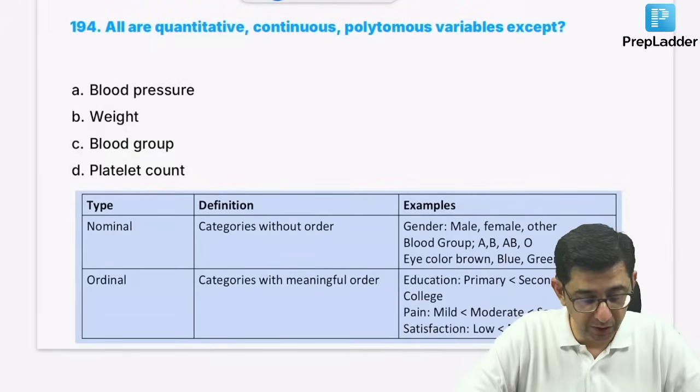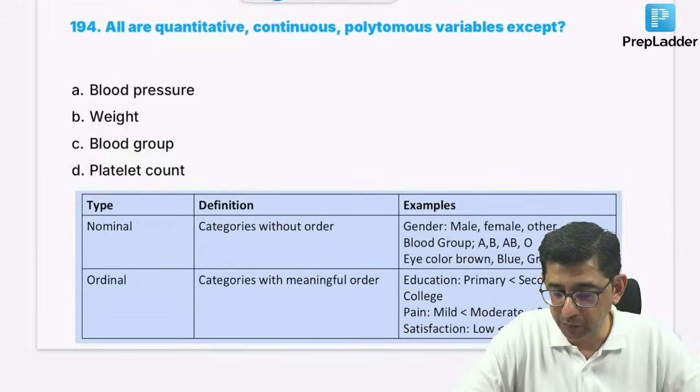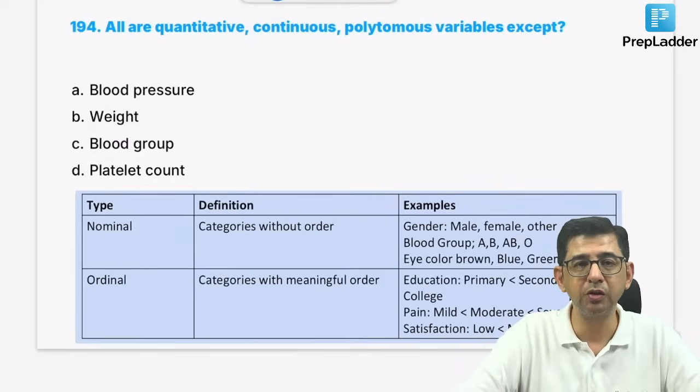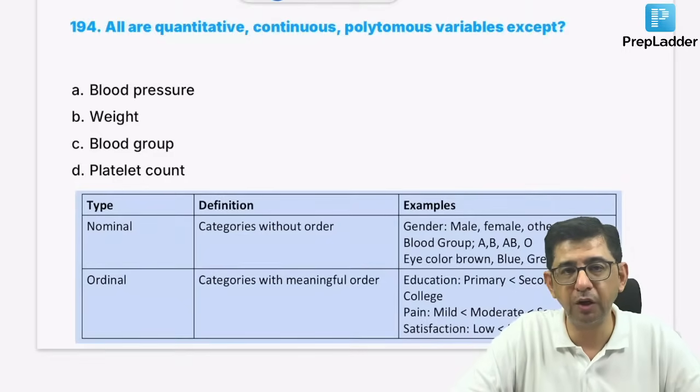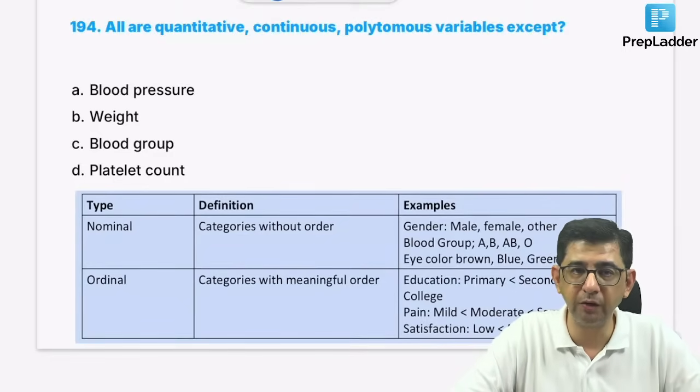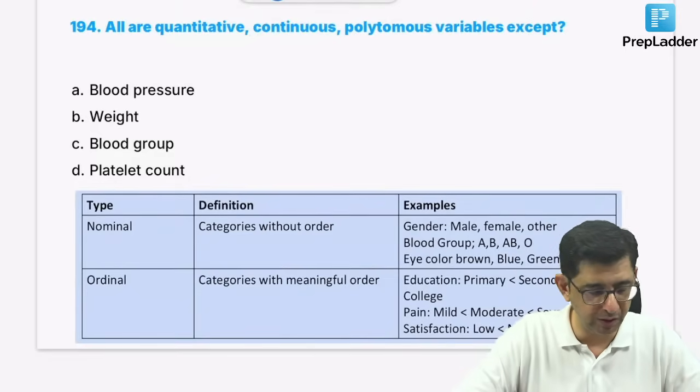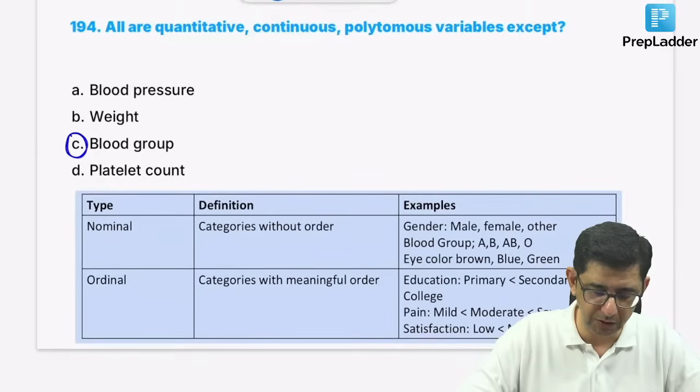Okay, all of the following are quantitative continuous variables, except. I think you can solve that by mathematics only. Blood pressure can have any value, weight can have any value, platelet count can have any value, but blood group cannot be any value. No, blood group has to be A, B, AB, or O. So that's why the correct answer in this case would turn out to be option number C. Okay.